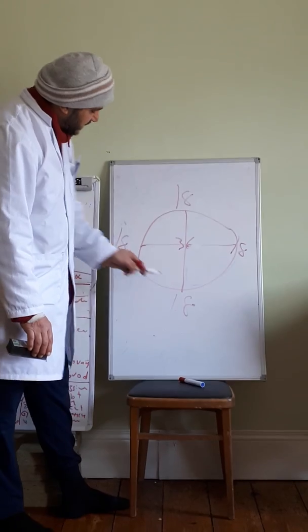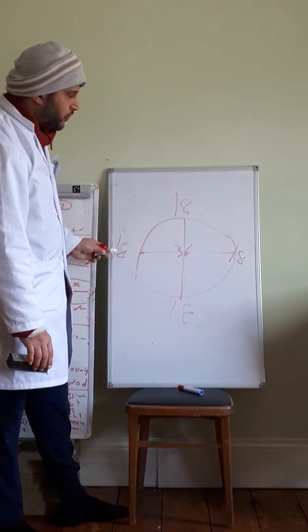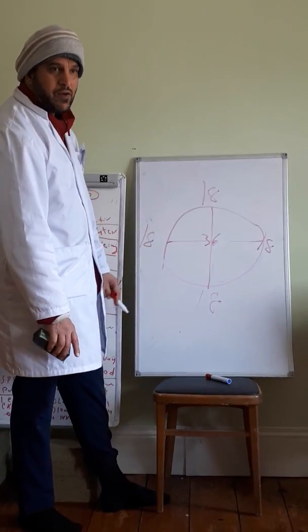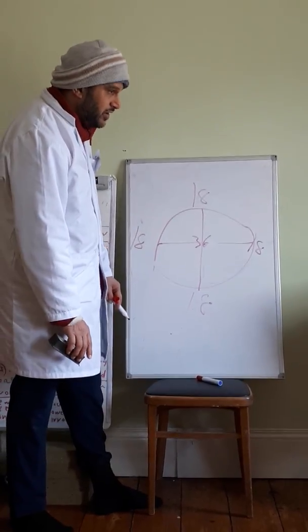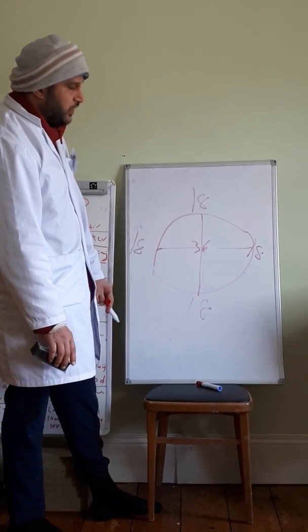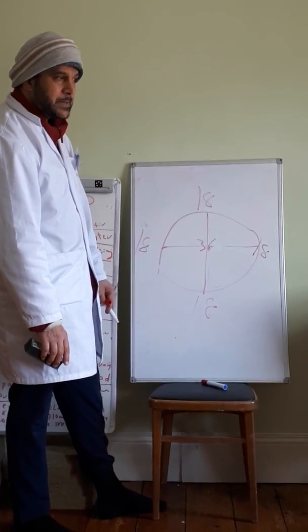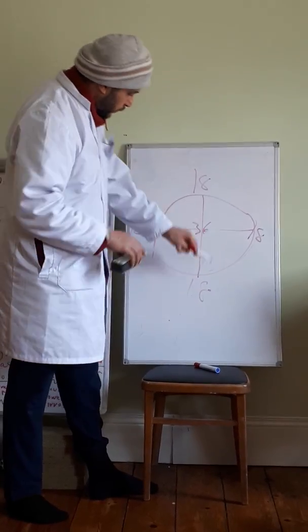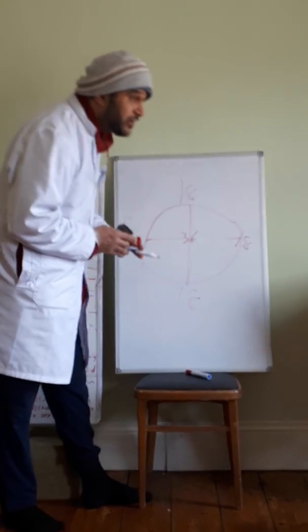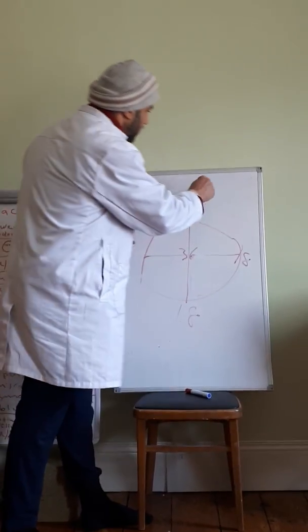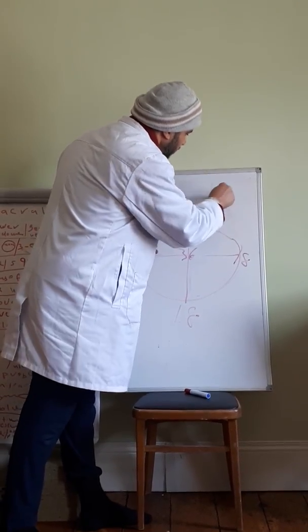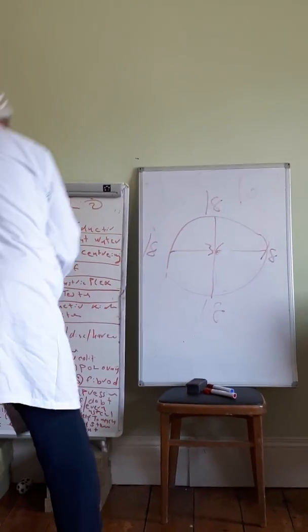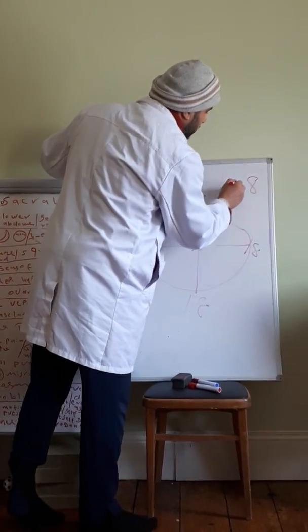Now, if you add 18 and 18, 36. 18 and 18, another 36. What do you have? 72. Add 36. 108. Fantastic. See, everything is for a reason. 108.